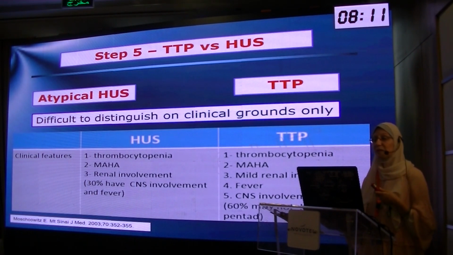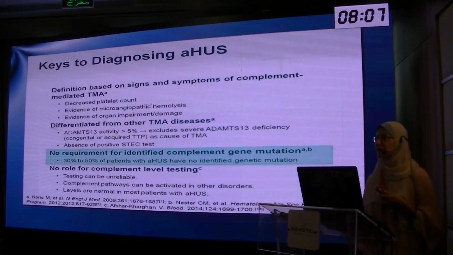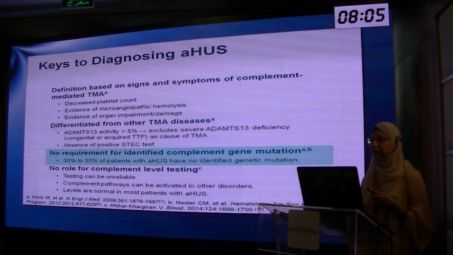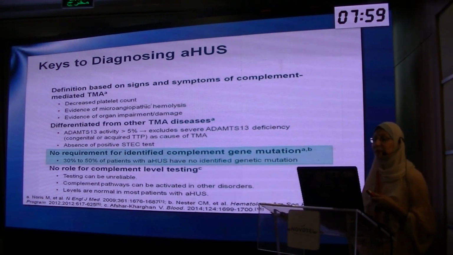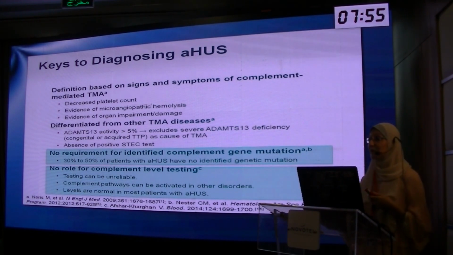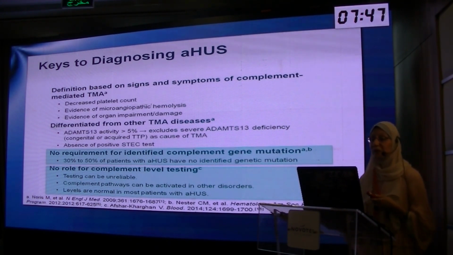What about the HUS? Do you have to do any special tests for it? Actually, there is no requirement for identifying complement gene mutations, because in 30 to 50% of patients with atypical HUS, they have no identified genetic mutations. And there is no role even for complement level testing, because testing can be unreliable and complement pathways can be activated in other disorders, and levels are normal in most patients with atypical HUS.